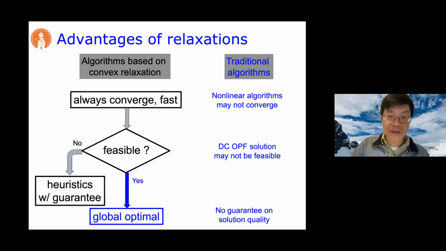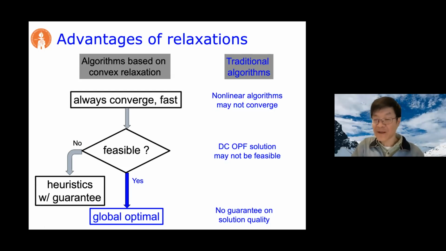Okay, so let me just close by the advantages of relaxations. The traditional algorithm, the local algorithm, one issue is that it may not converge. So Newton-Raphson, for example, if the initial point is close to the local optimum, then it's guaranteed to converge. Otherwise, it may not. And this does happen in practice. If you solve DC-OPF, there's no convergence issue, but the solution may not be feasible. Right? So there are other issues.